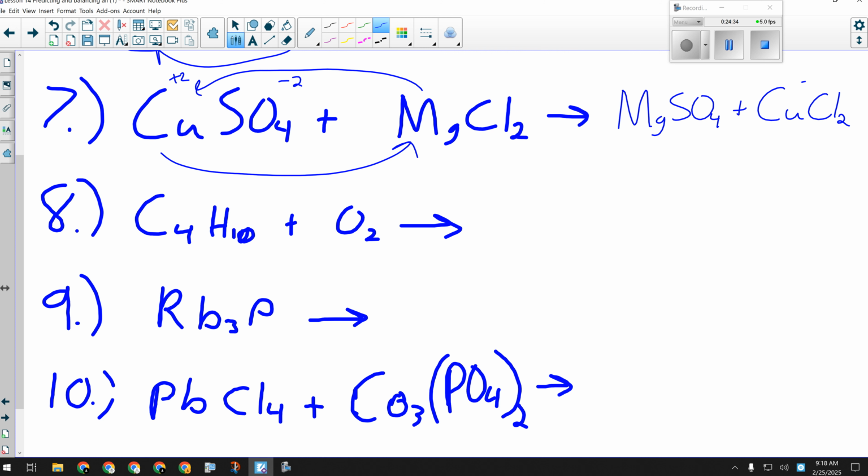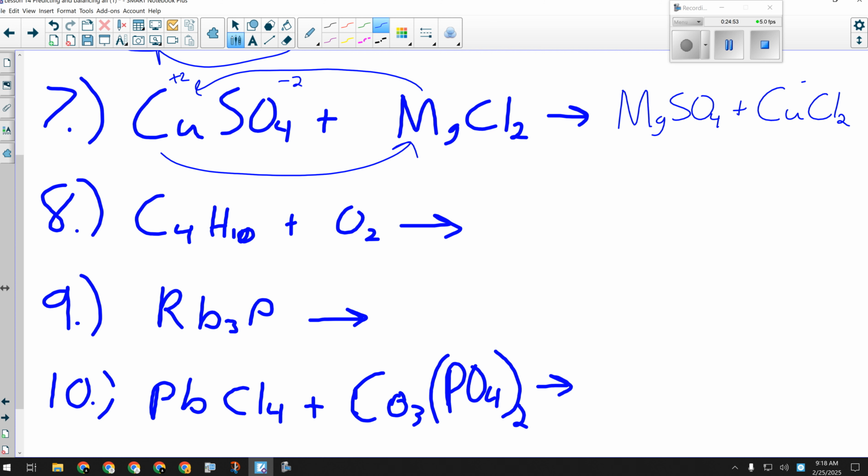Okay, because it's already balanced, right? There's 1 copper, 2 chlorines, 2 chlorines, 1 magnesium, 1 magnesium, 1 sulfate, 1 sulfate. It's already balanced. Okay? Now, sometimes in the balancing, people get confused with the polyatomic ions.